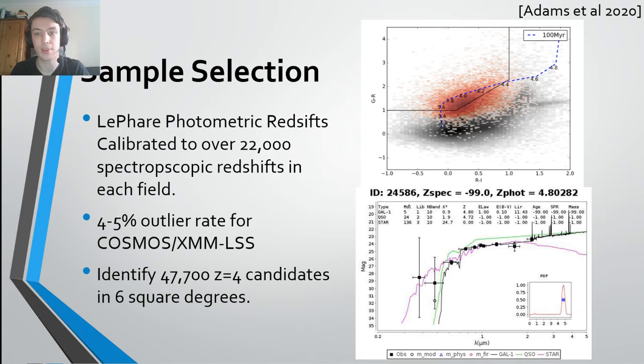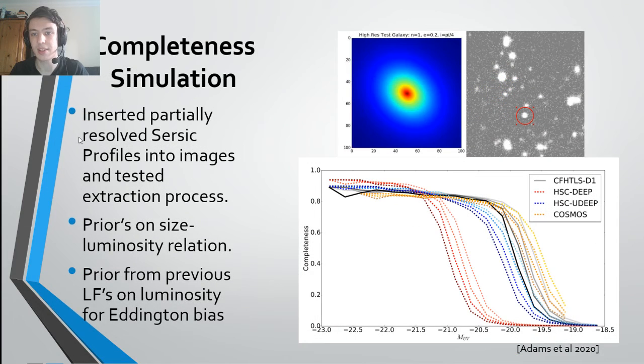Using around 44,000 high-quality spectroscopic objects, we find that our photometric redshifts have an outlier rate of about 4 to 5% for COSMOS and XMM-LSS respectively. To manage our completeness, I conducted a simple simulation where 4 million partially resolved SAZERAC profiles were inserted into our images and re-extracted to measure the recovery rate against absolute magnitude.